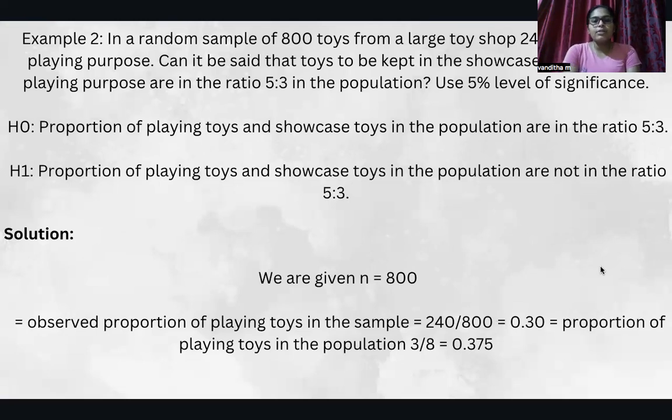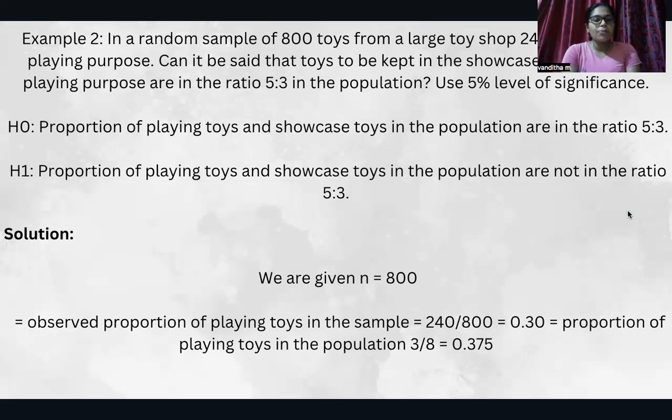So in this question, we are given that the total number of toys is 800. Out of that, 240 toys were designed for playing purpose and the rest for keeping just for showcase. So the ratio is 5:3. So now we need to use the 5% level of significance and calculate the answer, whether the hypothesis is rejected or accepted.